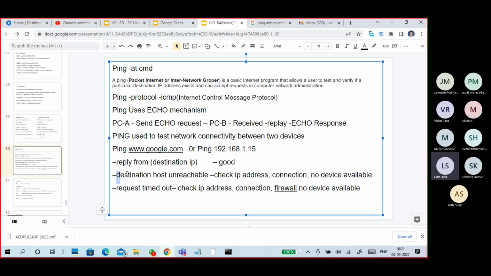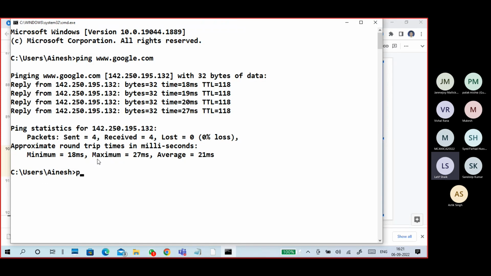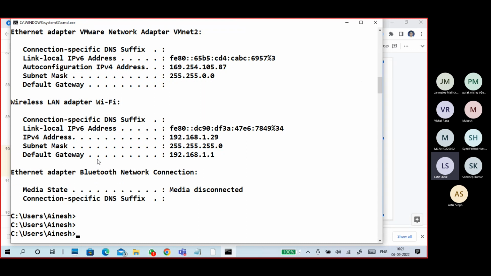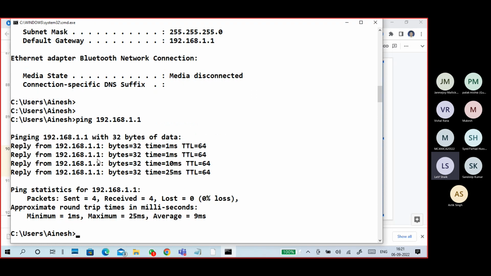If in case you get destination host not reachable when you are pinging, how to check the IP address? Simple way is ipconfig, right? So that is my IP address. So I have to ping 192.168.1.1. I'm getting a reply from the remote. This is my default gateway. I'm pinging the default gateway, to check whether I'm communicating with my router or not.